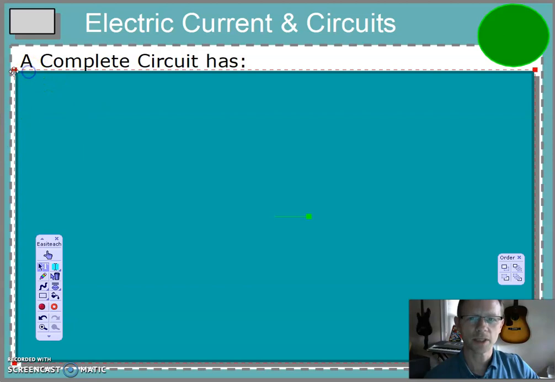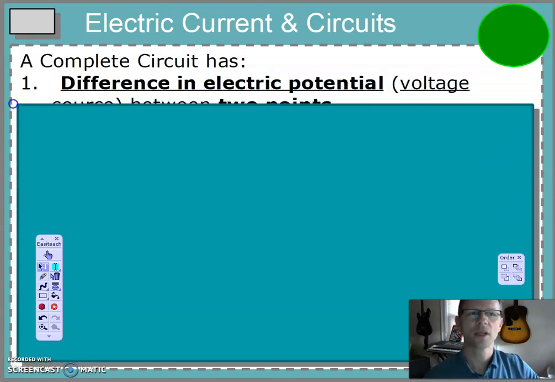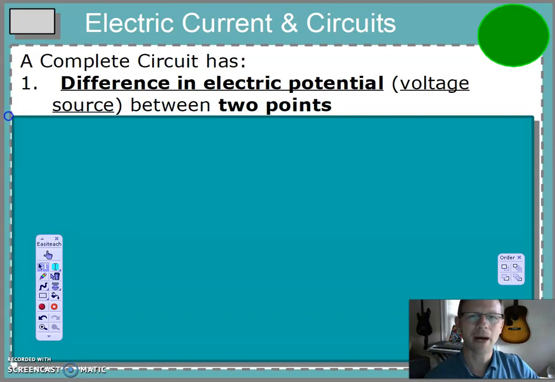If we make a complete circuit, it needs to have certain elements. I'll call these elements or attributes or requirements of a complete circuit. There has to be some power source or a voltage source, which we call an electric potential difference, or difference in electric potential. Notice that's always got 2 points. You can't have a single end of a battery that provides what you need to make the charge flow. There needs to be a difference.